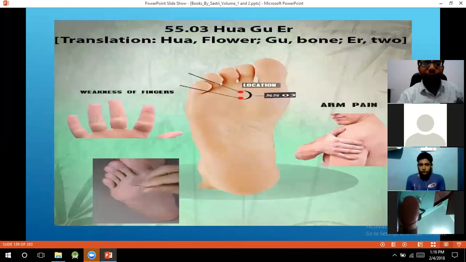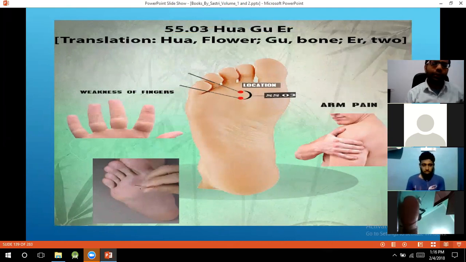Here the needle 55.01. Then comes 55.03. It's a very good needling point, and if you see just below the second finger, the location is this. It's a very good point for arm pain. It supports the patient in a very good way. Thickness of the fingers and all, the forearms and all. Sometimes in writer's cramp, primary hand dystonia, secondary hand dystonia, 55.03 is a very good point. It becomes a very good point for the patient.